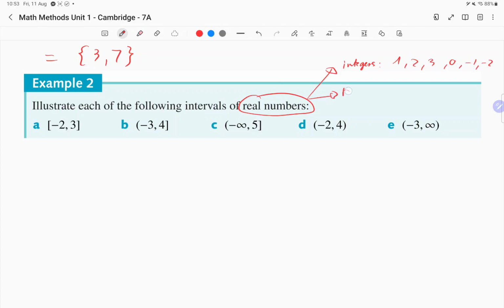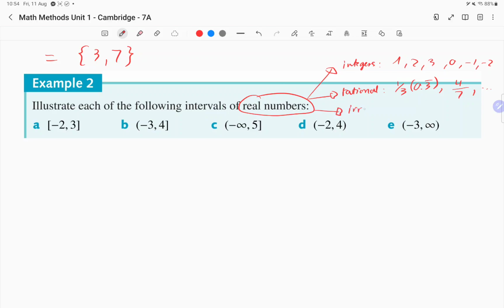Also includes rational numbers, right? So rational numbers are numbers that can be written as a fraction. So it's like 1 over 3, which is roughly like 0.3 repeating, all right? And then things like 4 over 7 and stuff like that. So numbers that can be written as a fraction.